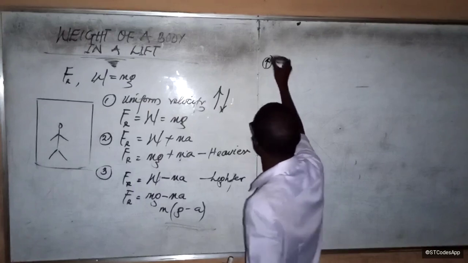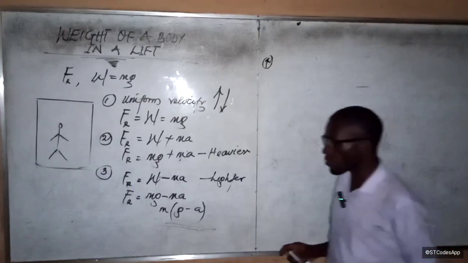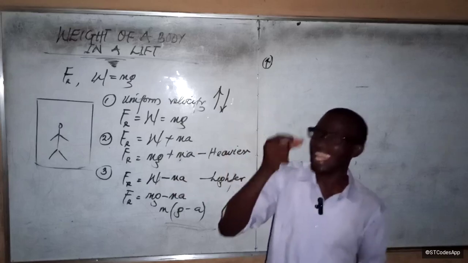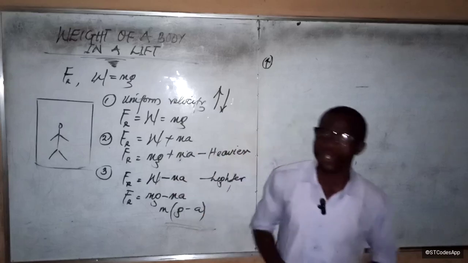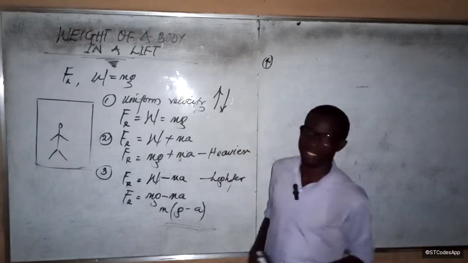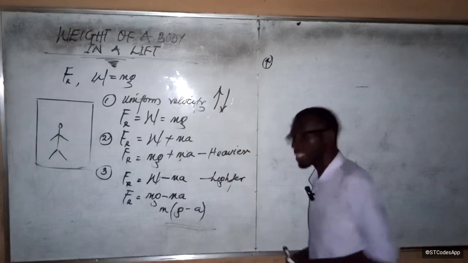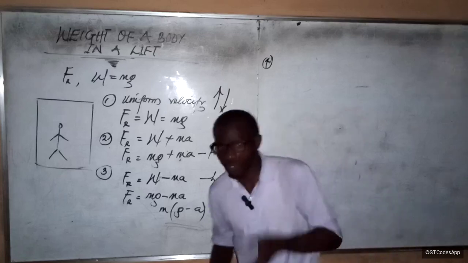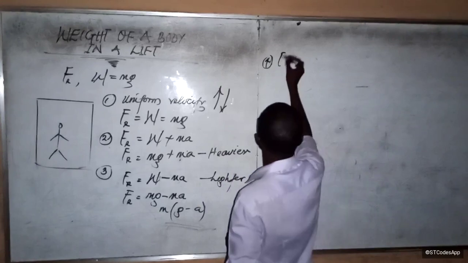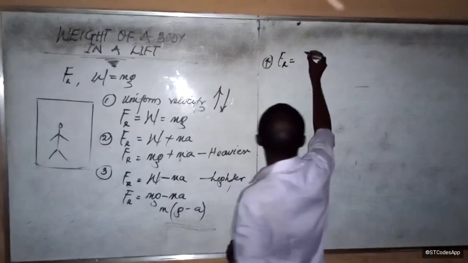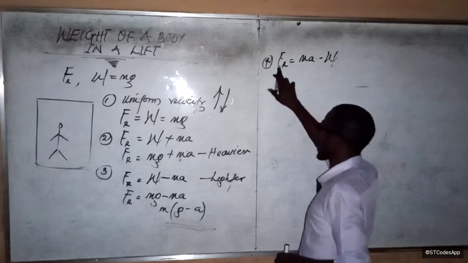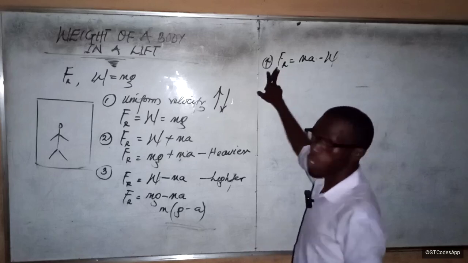So then the next condition is this. We said the body is descending. Here, it was descending with an acceleration that was less than acceleration due to gravity. What if it was descending with an acceleration that is greater than acceleration due to gravity? In this case, that force will be greater than the weight of the body. So F recorded will be equal to that force minus the weight of the body. That will be the F net, the net force on the body.